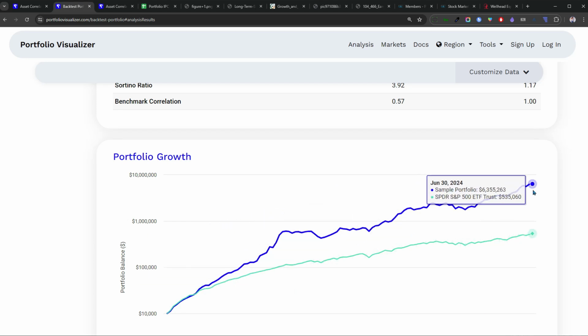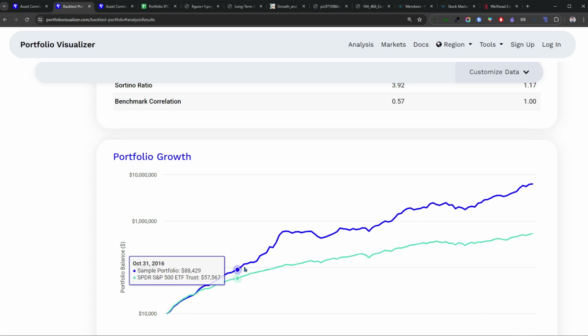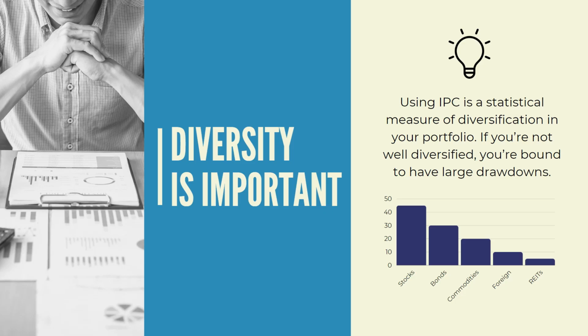So that just shows the power of having a diversified portfolio with uncorrelated assets and regularly contributing fixed amounts, ideally increasing every year as well, and how it can create an amazingly smooth portfolio equity curve if you do have at least a few winning assets in there, of course. So I know we hear it all the time, and it sounds so simple, but diversification really is important. And using IPC, that's a statistical measure of diversification in your portfolio, because if you're not well diversified, it's just a matter of time before you're going to have a really large drawdown.